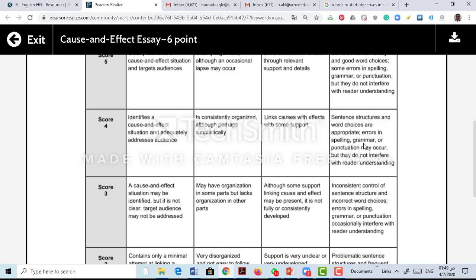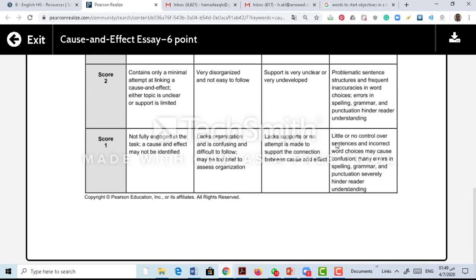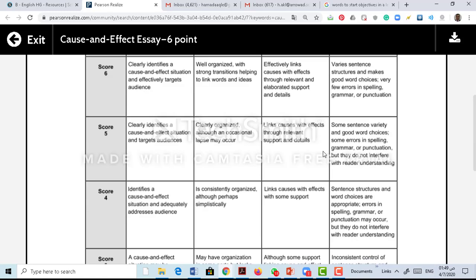The last point is use of language. Make sure that your essay doesn't have little or no control over sentences, and incorrect word choice may cause confusion. Many errors in spelling, grammar, and punctuation severely hinder reader understanding. If this happens in your essay, you will receive a 1.